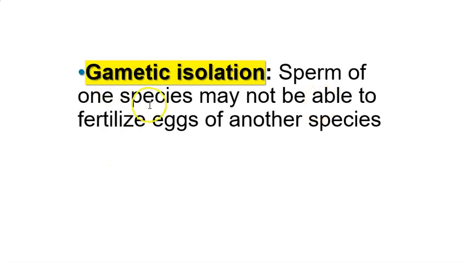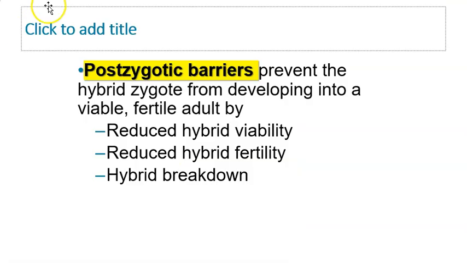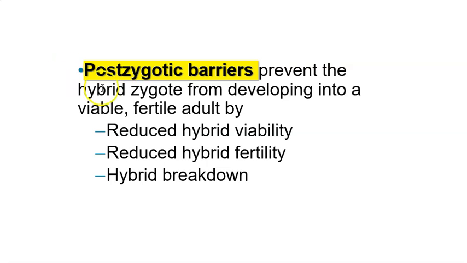Gametic isolation is when the sperm of one species may not be able to fertilize the egg. This happens a lot in the sea, right, with corals or sea urchins or anemones, which release their sex cells into the water. Why doesn't everything just fertilize? Well, you're missing some sort of protein, some sort of ability to fuse together, and so that is gametic isolation.